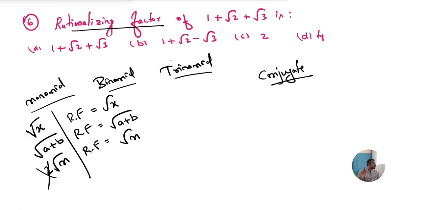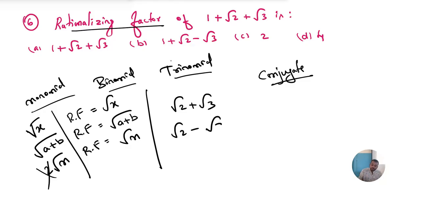Any doubts? Concept is clear? So the rationalizing factor of a monomial surd is the question only. The whole root you should write as it is, but without coefficient. This is monomial. Now come back to binomial. Binomial means, for example, root 2 plus root 3. As you can see, these two are different roots because between these two roots we are getting plus or minus. Root 2 minus root 3.